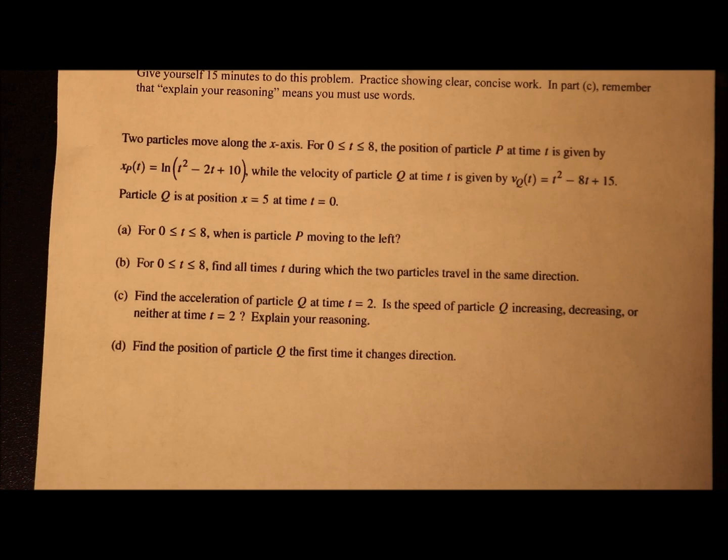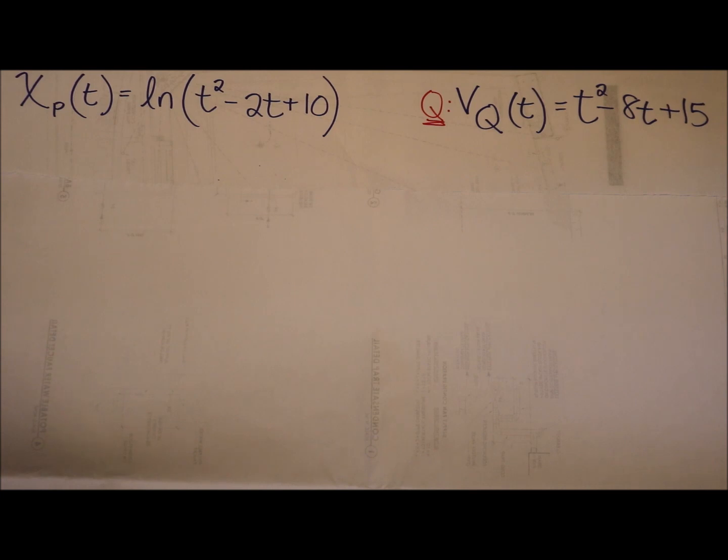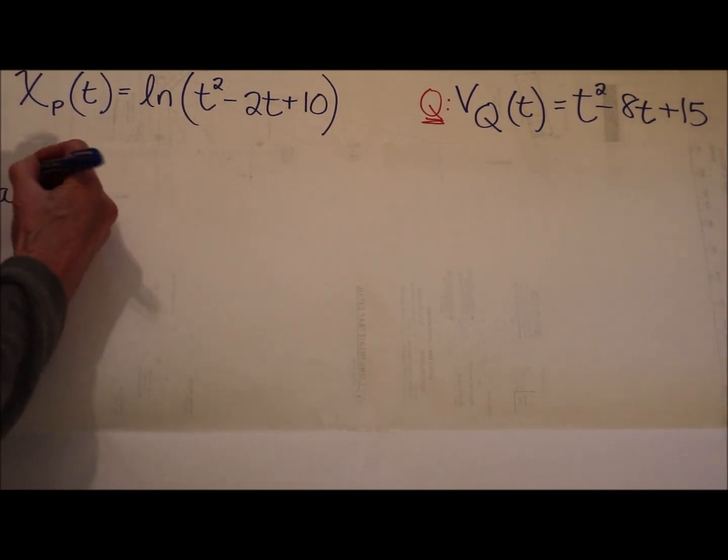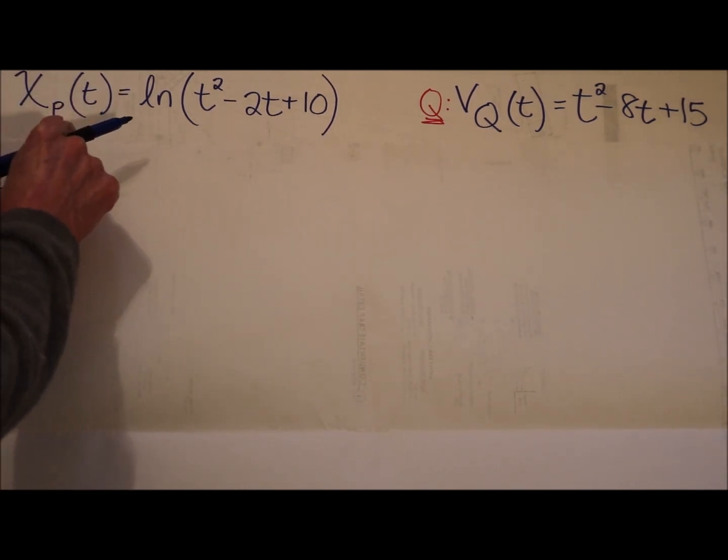A. For 0 to 8, when is particle p moving to the left? So we have two particles, p and q, so make sure you are working with p when they ask for p, and working with q when they're asking for q. Mind your p's and q's, in other words. A is a classic particle question. I want to know when particle p is moving to the left.